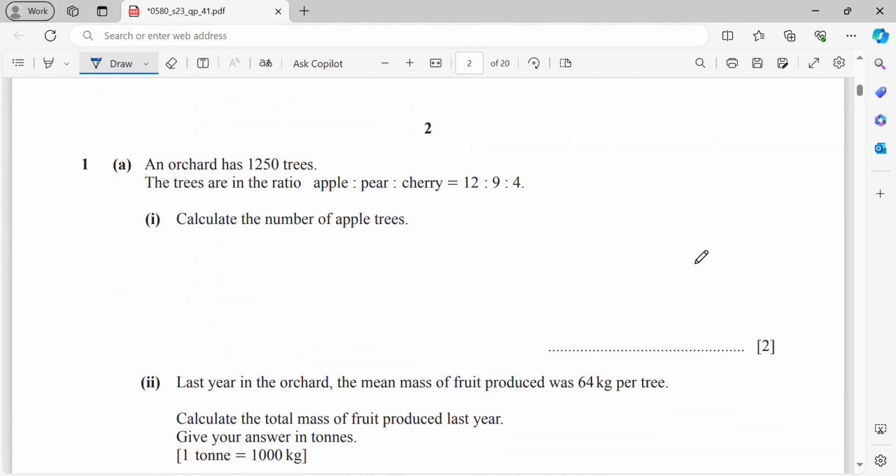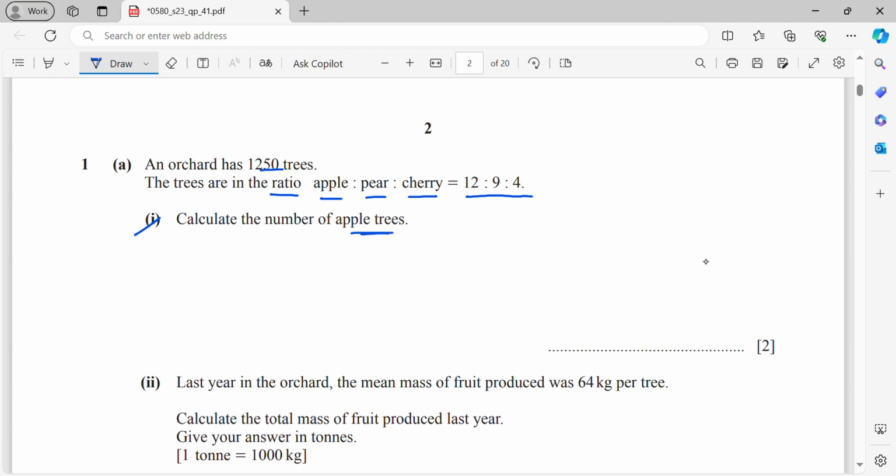Okay, for question number 1a, an orchard has 1,250 trees. The trees are in the ratio of apple to pear to cherry is 12 to 9 to 4. So first part, calculate the number of apple trees.